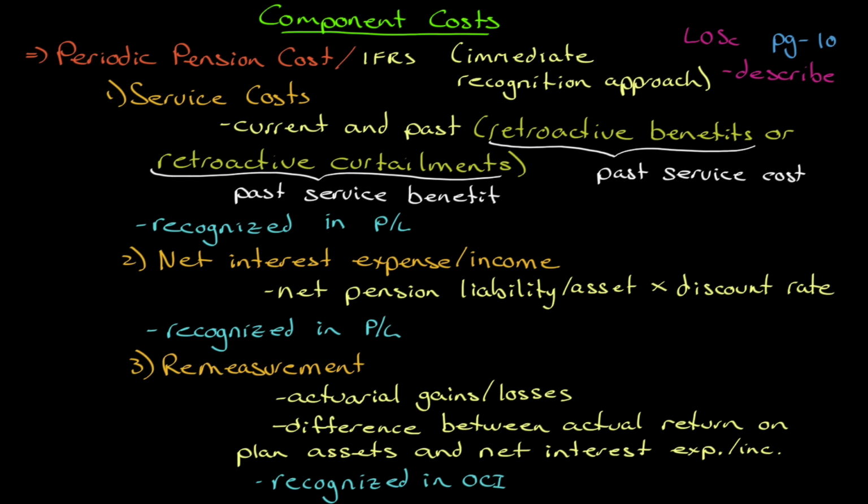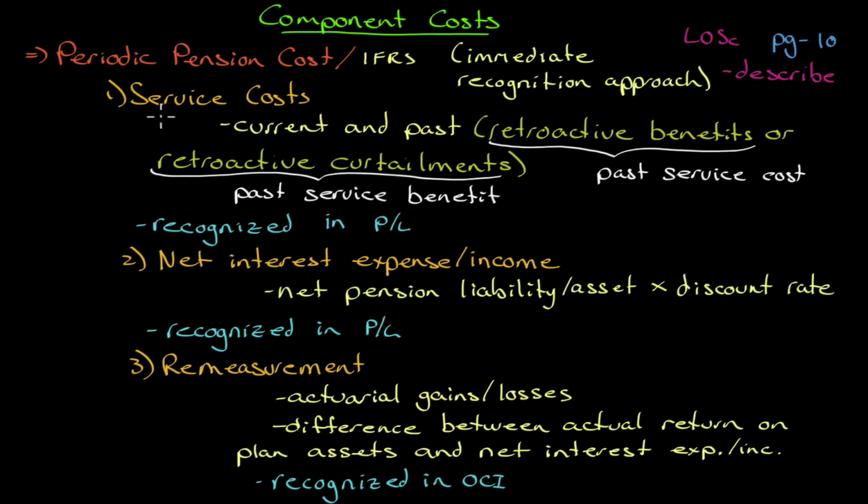All right, so let's list our periodic pension costs, and we'll do it for IFRS and we'll do it for GAAP. And in doing it for IFRS and GAAP, we'll notice the difference. We'll pay attention to the difference in the way that it's measured and recognized. So there are three components for IFRS.